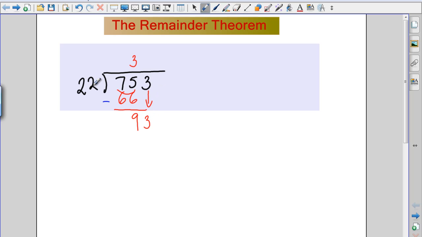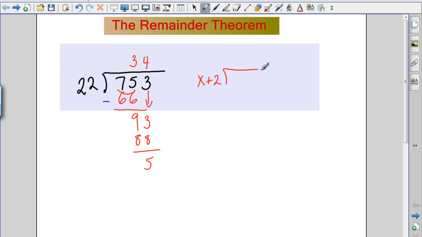We have to carry down the 3 and repeat this process until we run out of digits. And repeat, how many times does 22 divide into 93? And the answer is 4. 4 times 22 is 88 with a remainder of 5. Because we're out of numbers, we're finished. And so we can say 22 divides into 753 34 times with a remainder of 5. Let's take this same approach and apply it to polynomials.